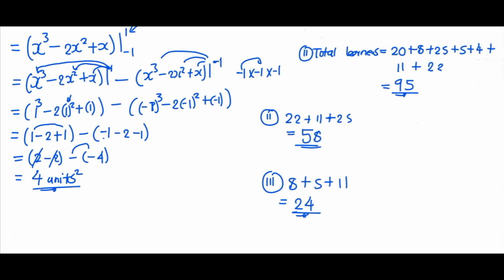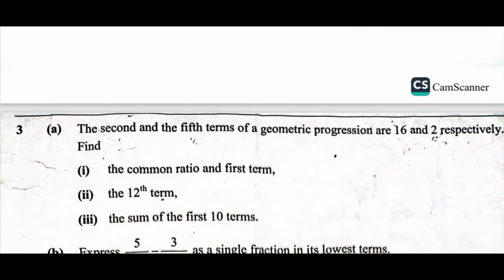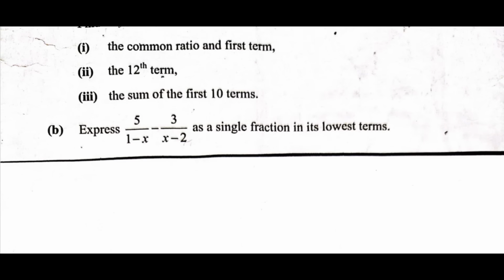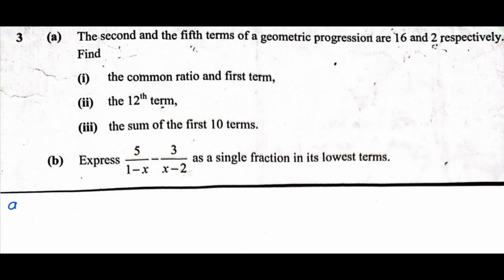Now let's move on to the next question. Now for the next question, we have question 3A. The second and the fifth terms of a geometric progression are 16 and 2 respectively. Find the common ratio and first term. So let's see how we can summarize this question. So we have question 3A. The first term we don't have. The second term we have it. So the second term is 16.